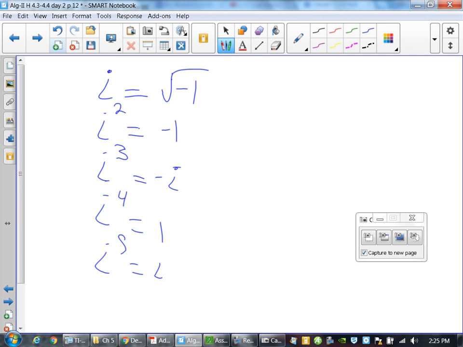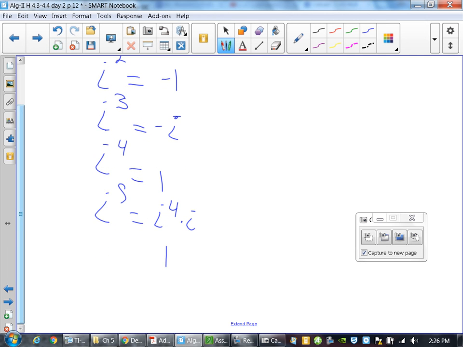i to the fifth is i to the fourth times i. i to the fourth is 1. i is the square root of -1, so it is just i. That's what it repeats. Yeah. So if I ask you, what is i to the 31st power?